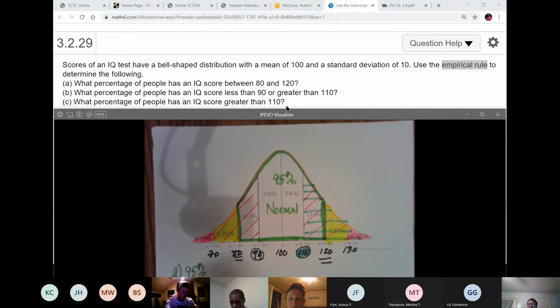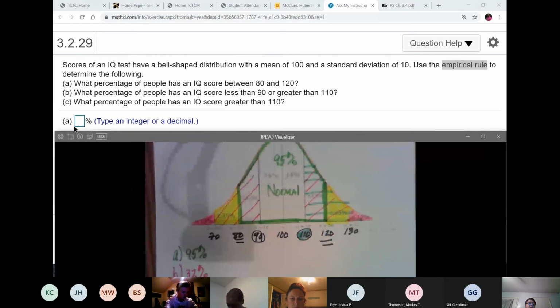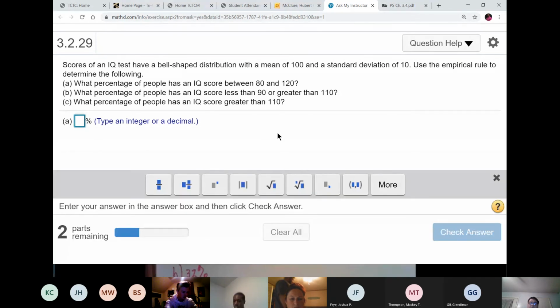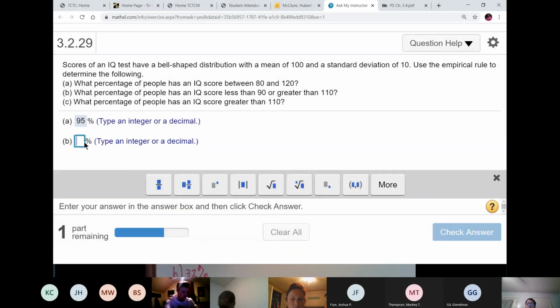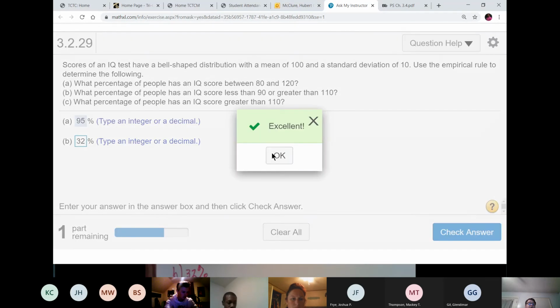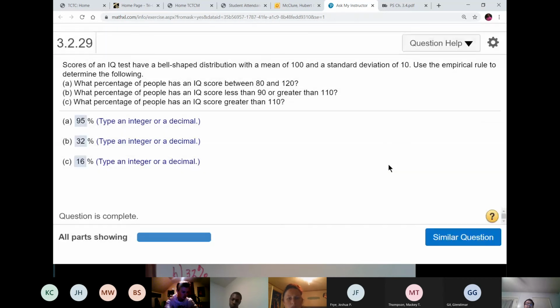And you have to read those percentages. That's all you do. You read the percentages and you add them up. So let's see if I'm right. First one is 95%. The second one is 32%. And the third one is 16%. So you feel good about yourself and you don't have to put $10,000 worth of audio equipment in your $1,000 car.